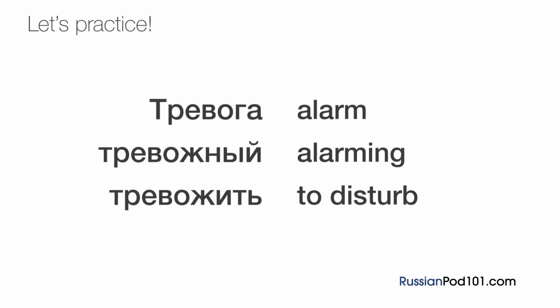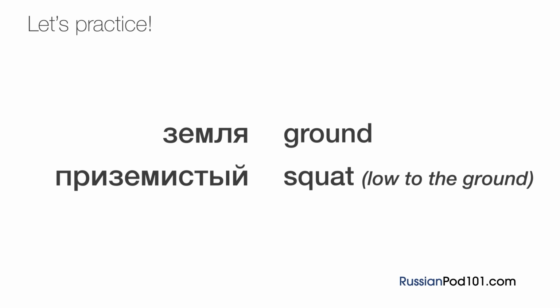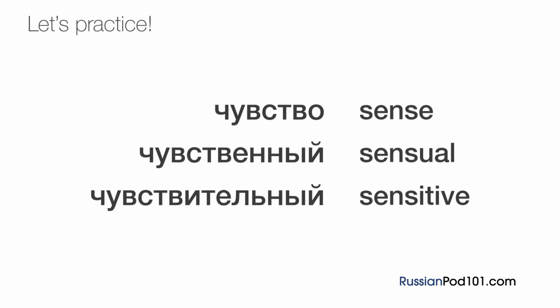See if you can guess where the stress is placed in the following examples. Тревога. Тревожный. Тревожить. Did you get it? The stress is placed consistently on the second vowel. What about these two words? Земля. Приземистый. The stress is on the final vowel in the first example, but moves to the root of the word in the second example.